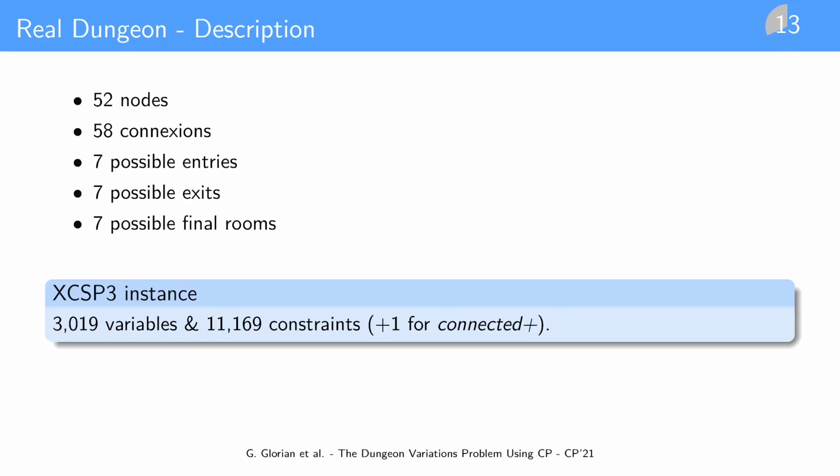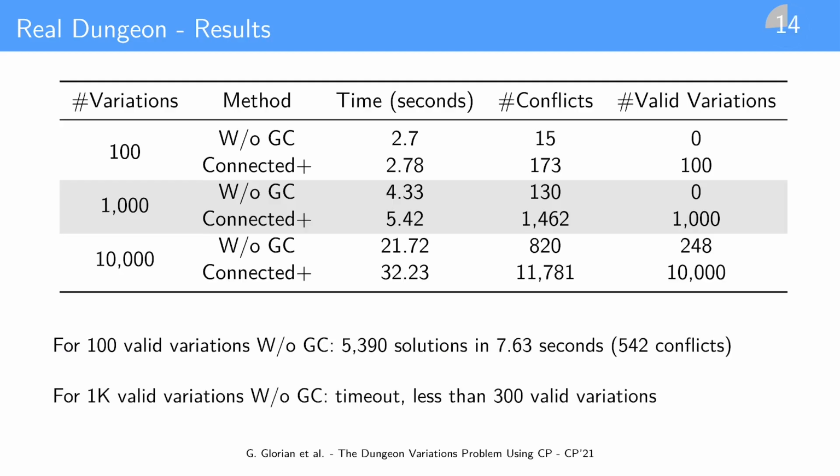The real dungeon instance is representative of the majority of real instances we have to handle. It is composed of 52 nodes, 58 edges, 7 possible entries, exits, and final rooms. The corresponding XCSP3 instance has about 3000 variables and 11,000 constraints. As told before, we compare our method, connected plus in the table, with the same model without the global constraint, without GC in the table.